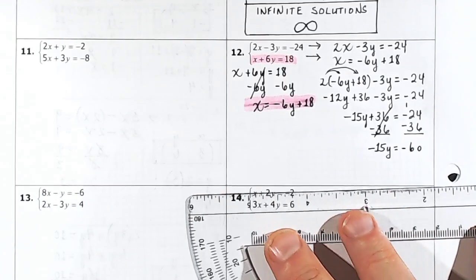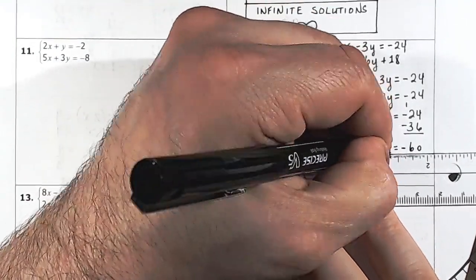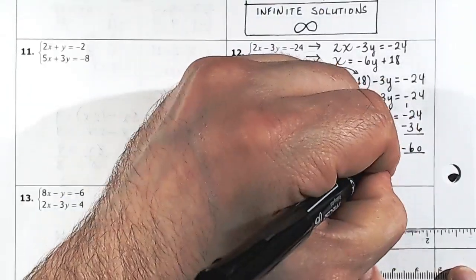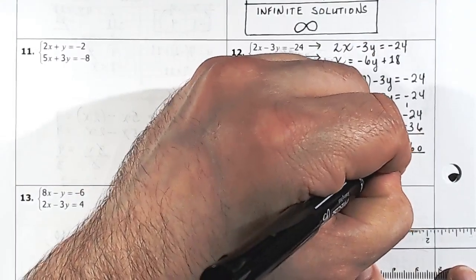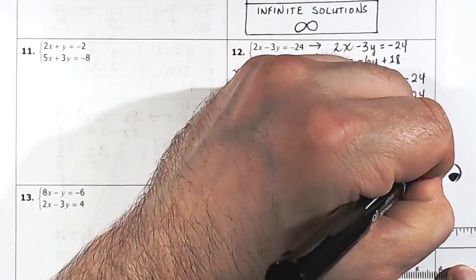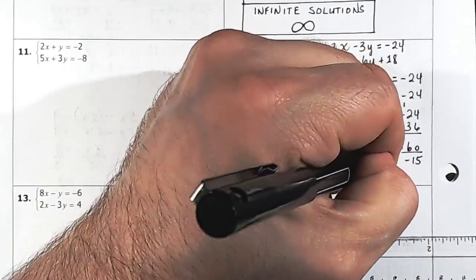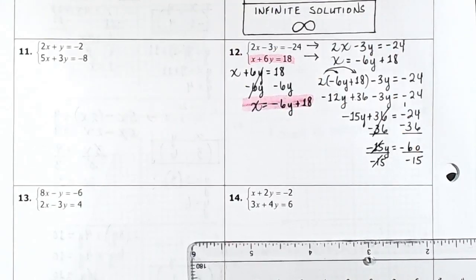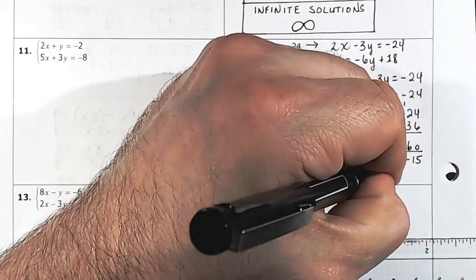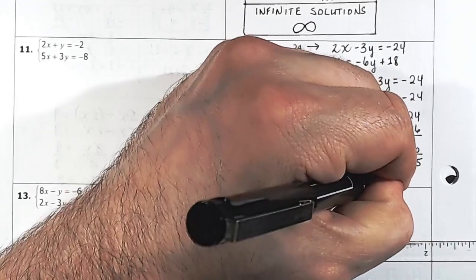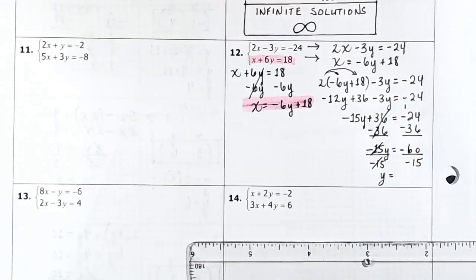One final step. Divide both sides by negative 15. Okay? Cancel out the negative 15s. And y equals negative 60 divided by 15. Back in the old days, we used to do clock math. So we knew our 15s. All right?